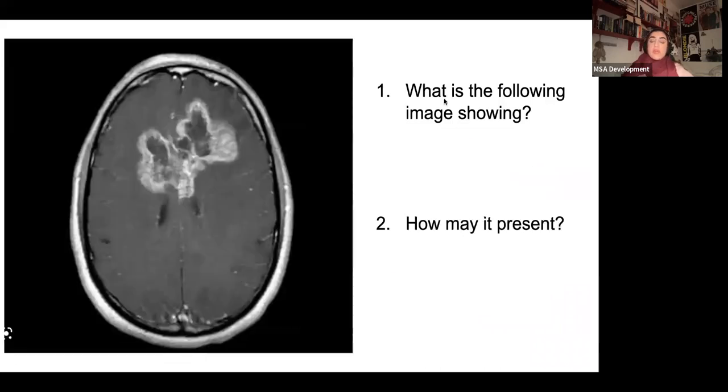Okay. Now what if you may get a question like this? What is the following image showing? We can see the enhancement around and this attenuation, and we know, for example, that because it is crossing the midline and this looks generally aggressive, this is a glioblastoma multiforme. It's a type of brain tumor that's very, very serious and very deadly. And how may it present?